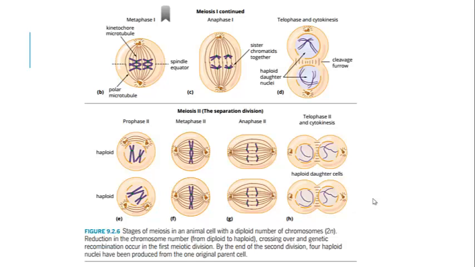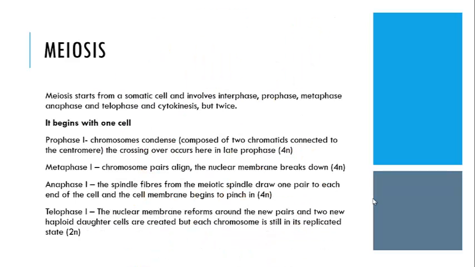So I advise you to re-watch that Crash Course Biology video if that's not making so much sense for you yet. So meiosis starts from a somatic cell, and it does involve interphase, prophase, metaphase, anaphase, telophase, and cytokinesis, but twice. So it does begin with one cell, and here's just a list of where you can break it down. And I've also put the ploidy down here for you to kind of keep track of where you're doing that while you're labeling your own diagram, which you should be creating in your notes.